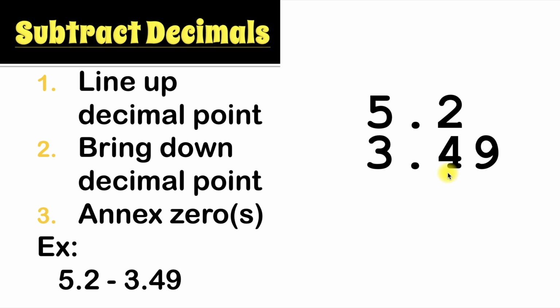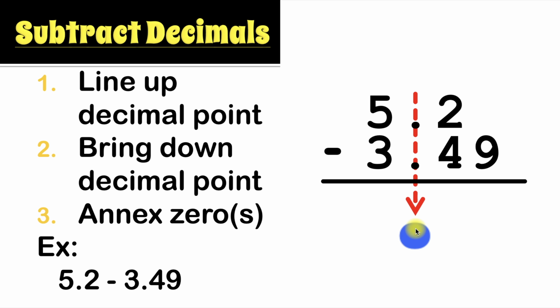Now that our decimal points are lined up, let's write our minus sign and underline everything. And now we can go to step 2, which is to bring down the decimal point. This is how we place the decimal point in our answer. And all we need to do is bring it down from the question. So since our decimal point is right here in the question, we'll bring it directly down right underneath it and place it right there where our answer will be.